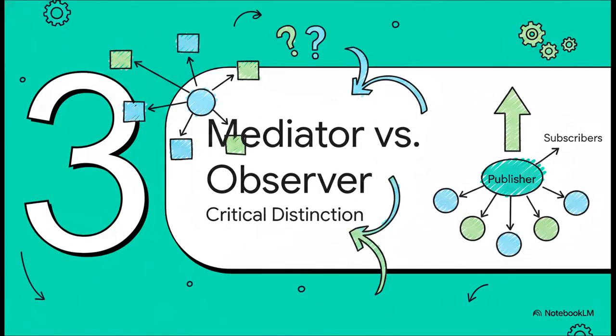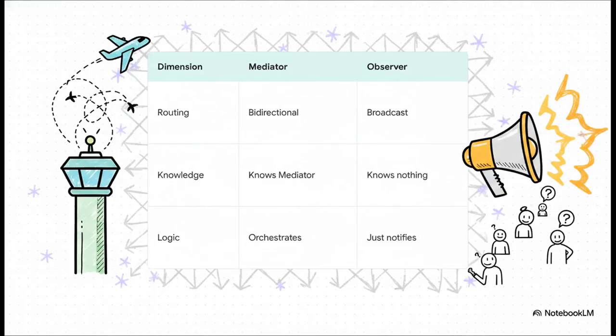Which brings us to section 3, the mediator versus the observer pattern. Look, this is a classic interview question, so we need to make the distinction absolutely crisp. The crucial difference is in the routing and the logic. The mediator is like air traffic control. It handles bidirectional, complex routing and actively makes orchestrating decisions.